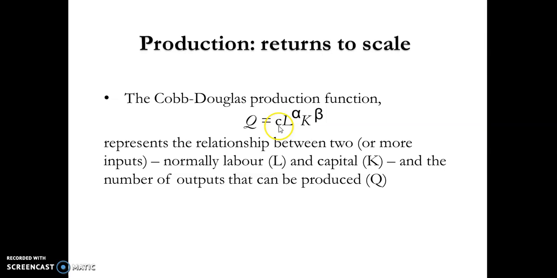Then C, this constant over here, and alpha and beta, which are these exponents, are all positive constants. Then you have L, which represents units of labor, or how much labor, and K represents how much capital. This is the form of your Cobb-Douglas function, and we are going to use it to see returns to scale. Another assumption we are going to make is that alpha and beta are less than 1, but they are positive.